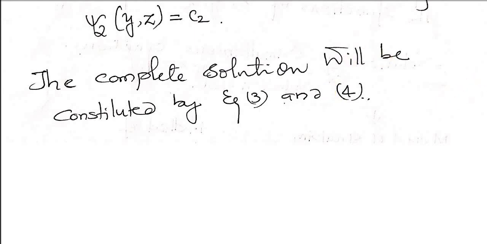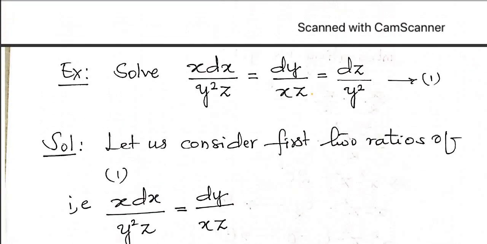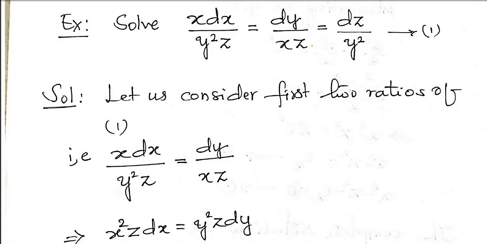Okay, let me discuss one example of this, how to solve it. I will choose this as the example. Solve x dx by y square z equals dy by xz equals dz by y square. So this is the equation asking to solve. So equation 1 is the simultaneous differential equation. We have to solve that using the grouping method. This is the first method we are discussing, right? The second method we will choose later. The first method is grouping, and how we are grouping I will show here with the example.